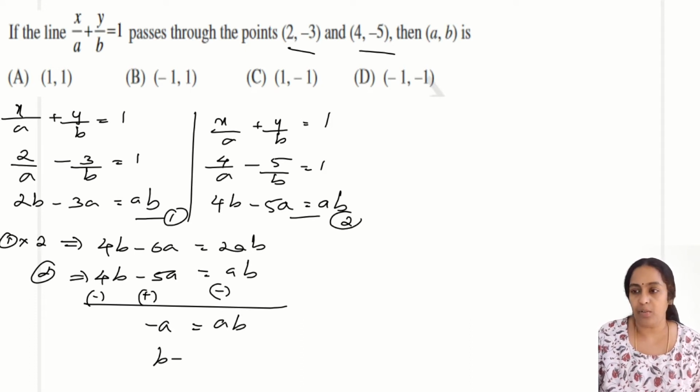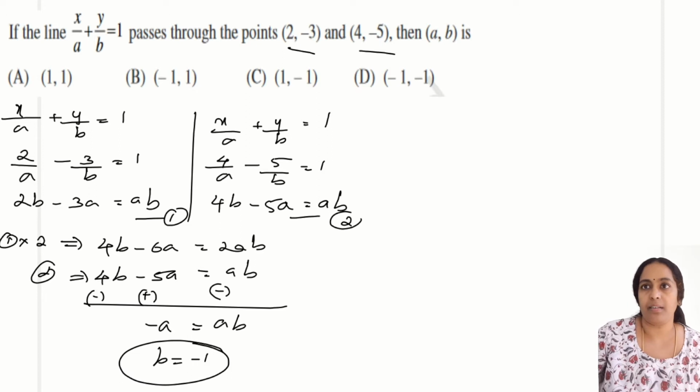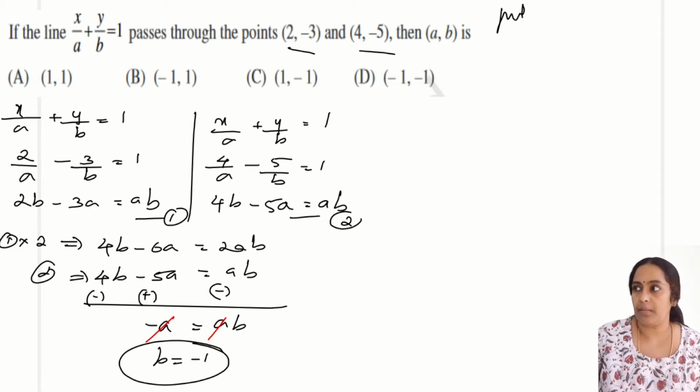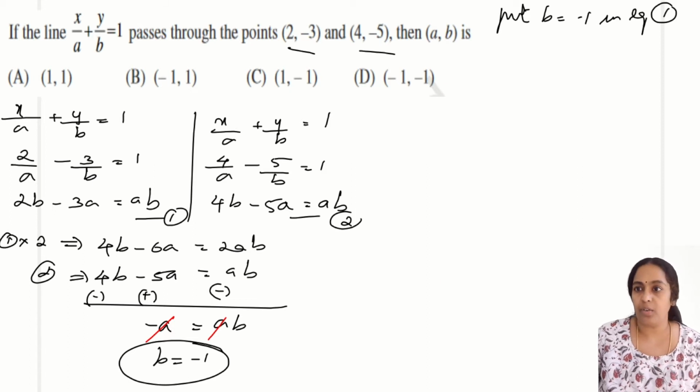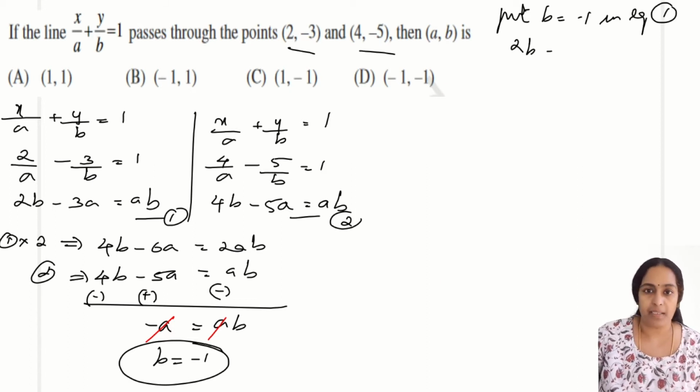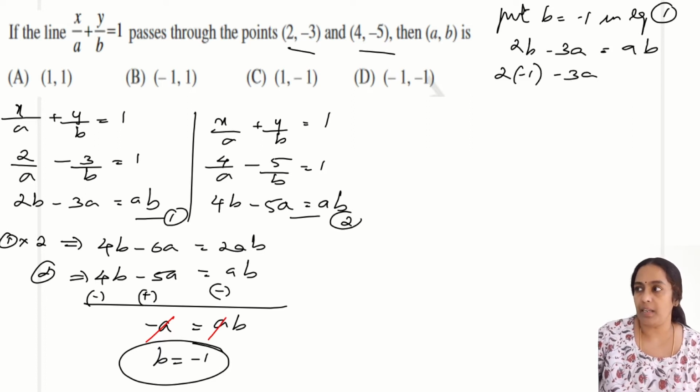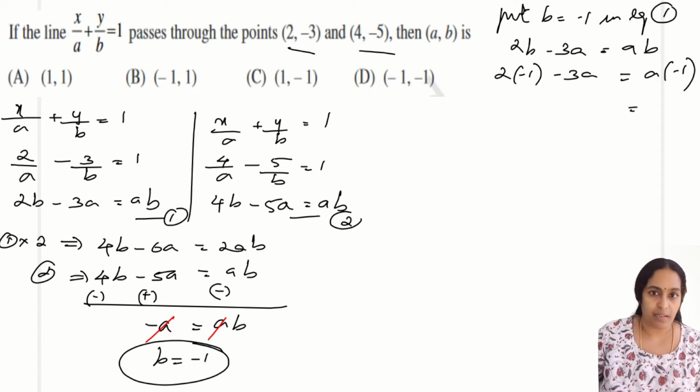So the value of b will be minus 1 here, because this a gets cancelled on either side of the equation, so b will be minus 1. Now put b equals minus 1 in any equation. Equation 1, what do I get, children? 2b minus 3a equals ab. 2 into minus 1 minus 3a equals a into minus 1. So minus 3a will be transposed to the other side. So you have 2a equals minus 2.